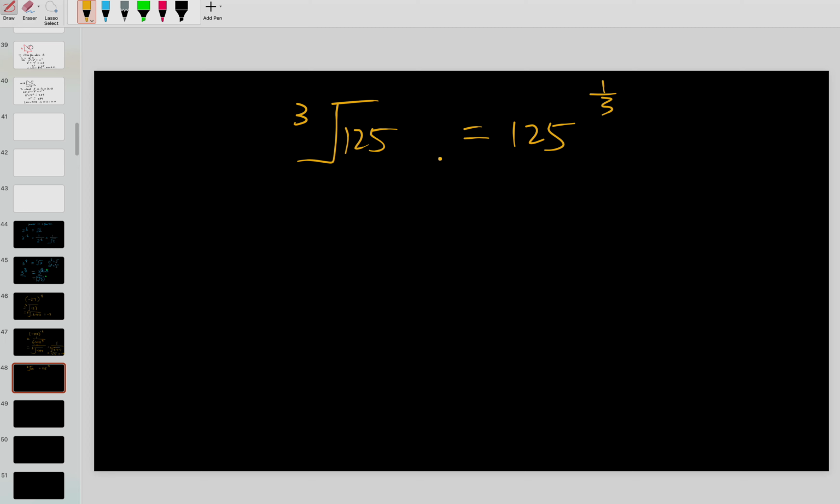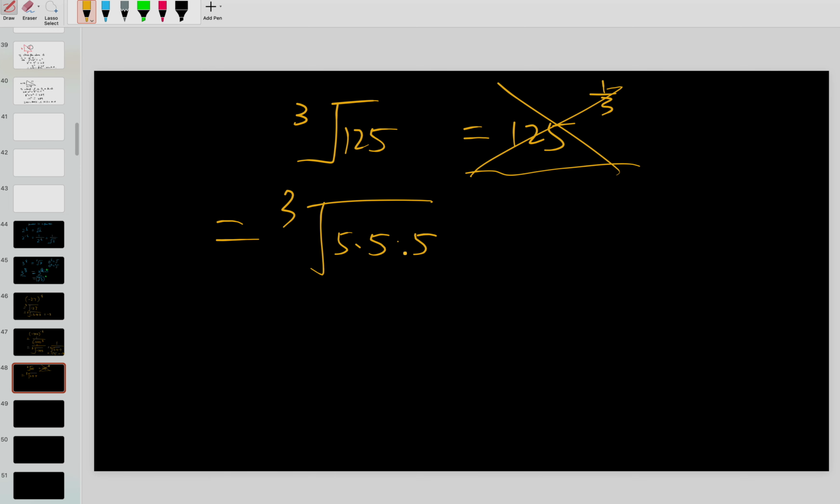I'm just showing you. You don't have to do this step actually. How do you do this question? It is 125. You need to think of a number that times itself and times itself. So the answer is 5. Okay. Give me the next one.